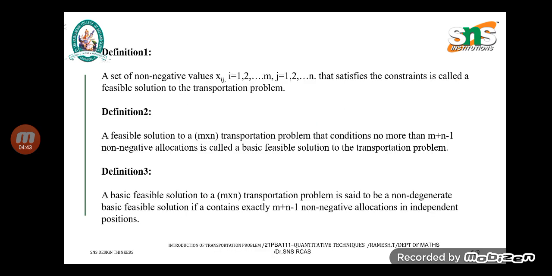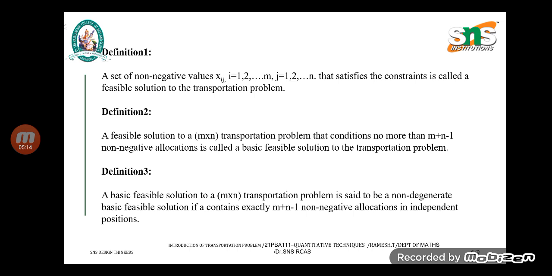Now we have some definitions for transportation problems. A set of non-negative values Xij, where i takes the value 1 to m and j takes the value 1 to n, that satisfies the constraints is called a feasible solution to the transportation problem. So what are feasible solutions? All these non-negative values satisfy the constraints of the given transportation problem, then it is a feasible solution of the transportation problem.